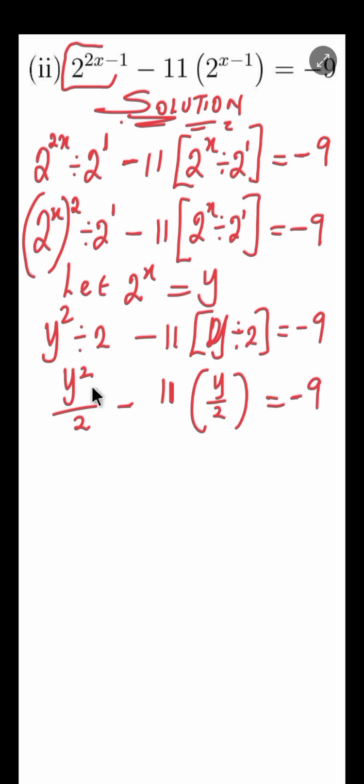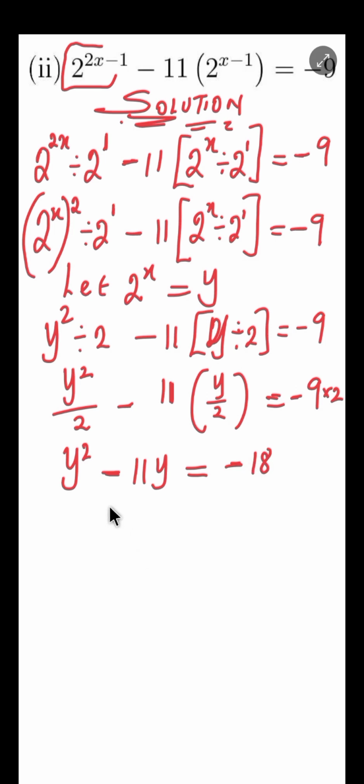So I have to multiply all through by 2. The LCM in this equation is 2. If I multiply y squared over 2 by 2, the 2 cancels 2, and I'm left with just y squared. Then minus 11 times y over 2 multiplied by 2, the 2 cancels 2, and I'm left with 11y. Equals, then I multiply minus 9 also by 2, and that will be minus 18.